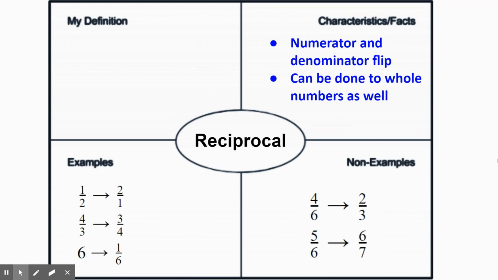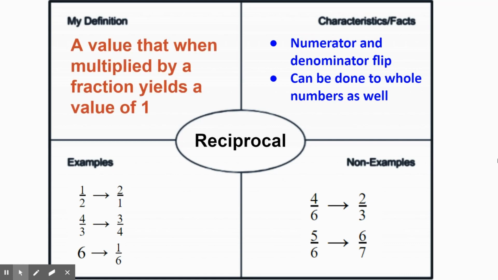As for the official definition of reciprocal, it's a value that when multiplied by a fraction yields a value of 1. So what that means is when you take your original number and multiply it by the reciprocal, it should give you 1. The example we have here is 1 over 2 times its reciprocal, which was 2 over 1, will be 1. If we think about the multiplication of fractions, we have 1 times 2 over 2 times 1. 2 over 2 is just 1.